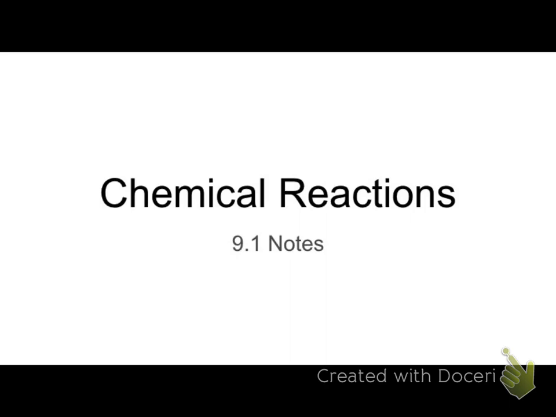Okay? Then you're going to need to be able to give evidence that a chemical reaction might have occurred. So we're going to talk about some things that are evidence or indications that something was a chemical reaction or a chemical change. And then finally, you'll be able to write a chemical equation and balance that chemical equation. We're going to talk about what it means for an equation to be balanced.